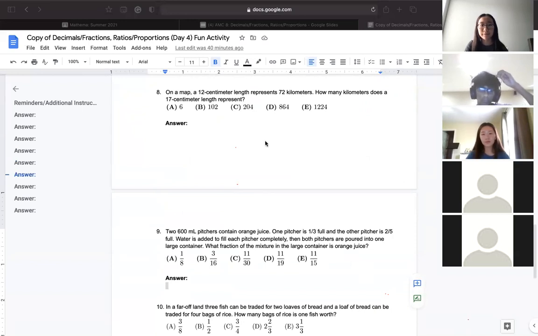All right, go Paul, if you want to do 8. Okay. On a map, a 12 centimeter length represents 72 kilometers. How many kilometers does a 17 centimeter length represent?